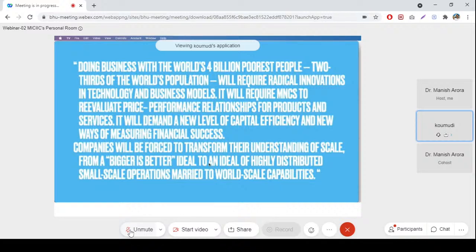will require radical innovations in technology and business models. It will require MNCs to reevaluate price performance relationships for products and services. It will demand a new level of capital efficiency and new ways of measuring financial success. Most importantly, companies will be forced to transform their understanding of scale from a bigger is better ideal to an ideal of highly distributed, small scale operations married to world scale capabilities.